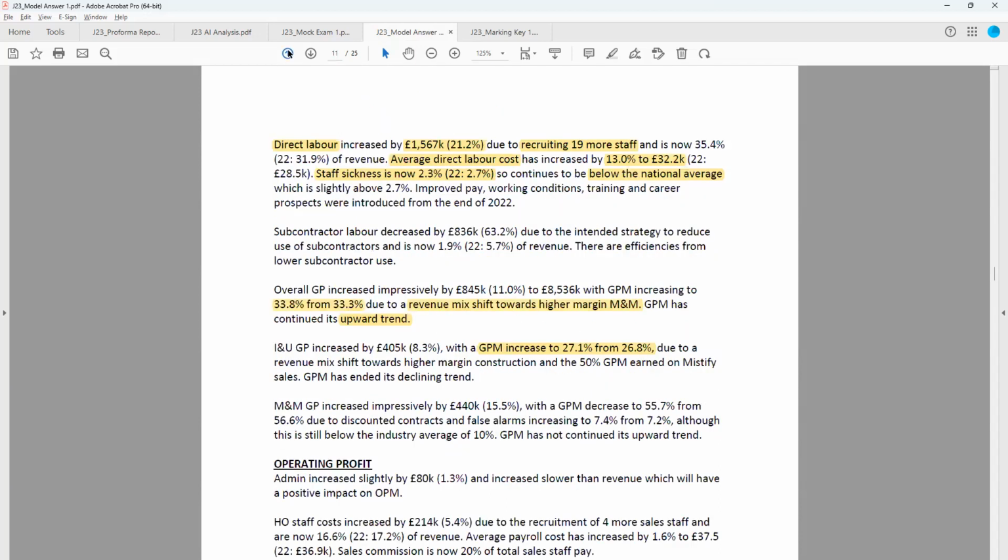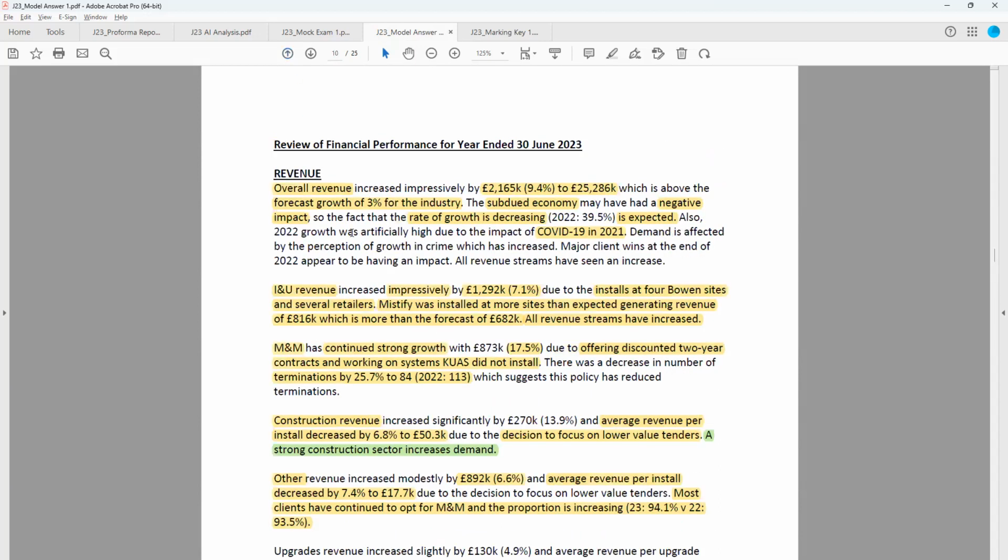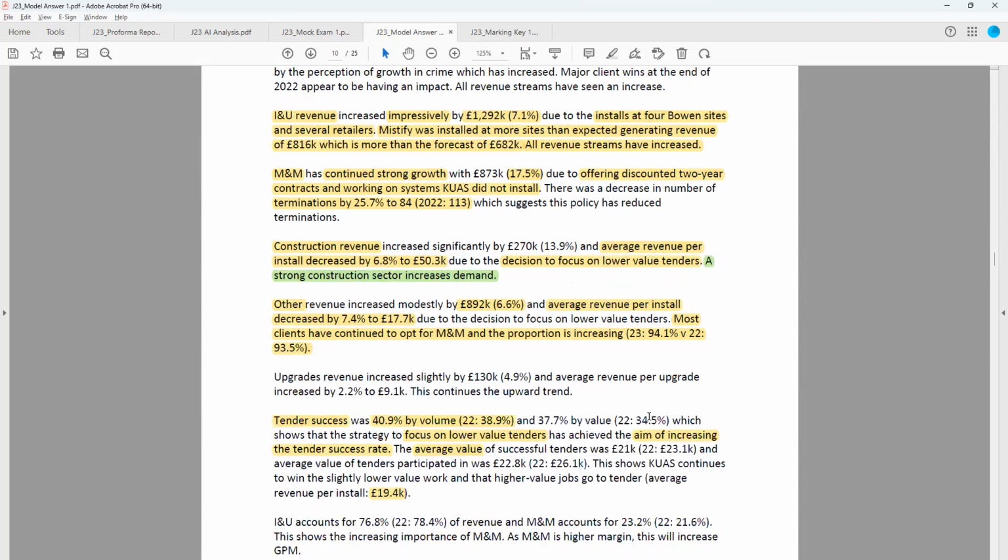And remember that they wanted revenue overall and by activity. So therefore, we're going to take the main point from each section. Now, don't copy everything. You shouldn't copy everything from your revenue section.